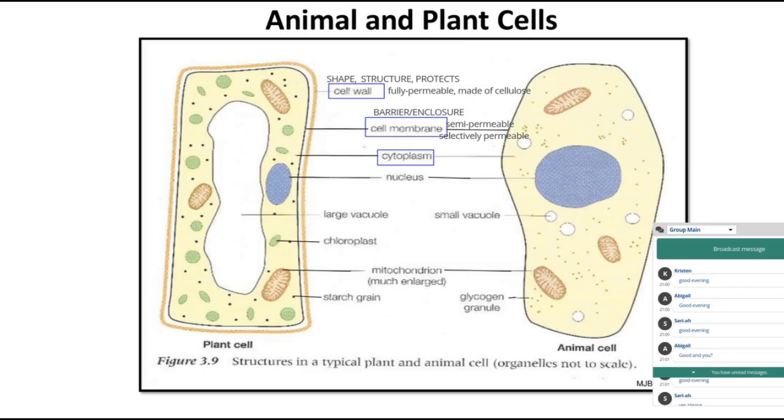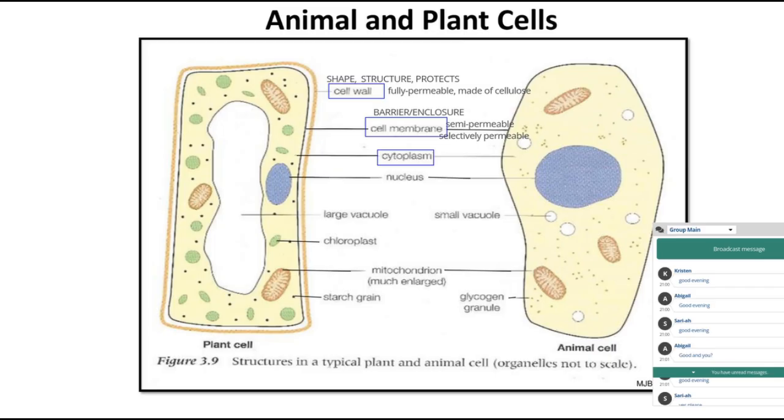So yeah, it's basically a jelly-like substance. It's really going to contain a lot of water with nutrients dissolved in it. And this is where a lot of different chemical reactions are going to be taking place within the cell. You can see that it's covering the majority of the space within the cell, and the other organelles are embedded in this cytoplasm.